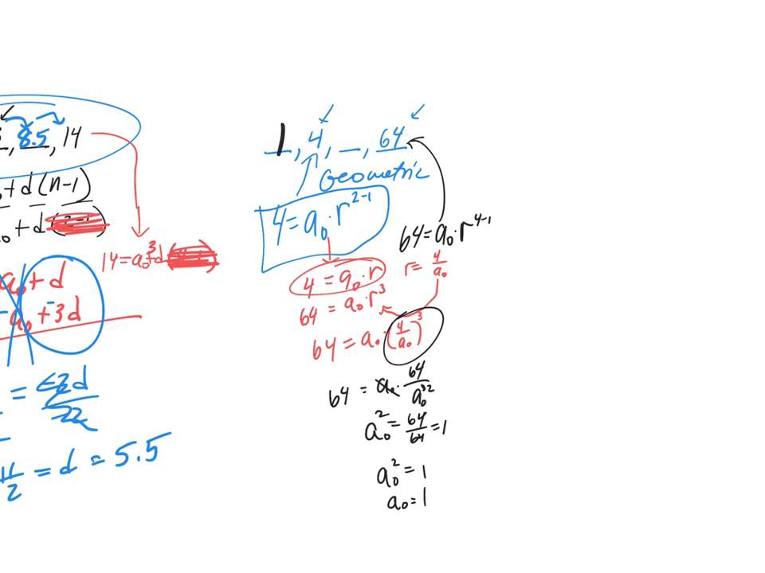You're just timesing by 4. And then timesing by 4 again makes 16. Times by 4 again makes 64. Yay, I figured it out. All right.